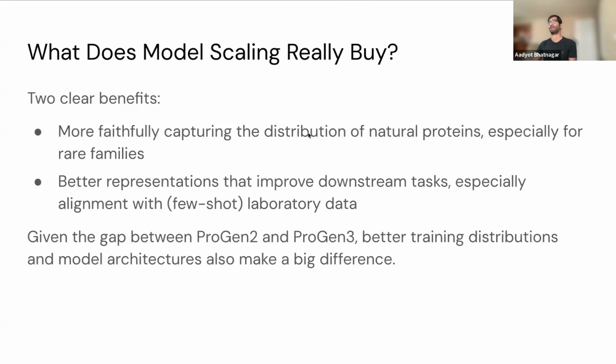Getting back to this question: what does model scaling really buy you? The two key benefits are, first, you're more faithfully capturing the distribution of natural proteins, especially for rare families. And second, you're getting better representations that improve your performance at downstream tasks, especially alignment with few-shot laboratory data. Additionally, given the gap between ProGen2 and ProGen3 across all of the evals I showed, better training distributions and model architectures also make a really big difference.